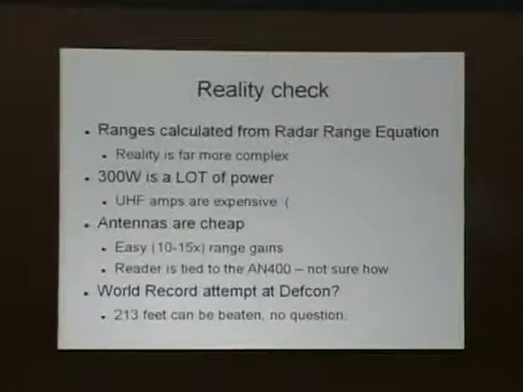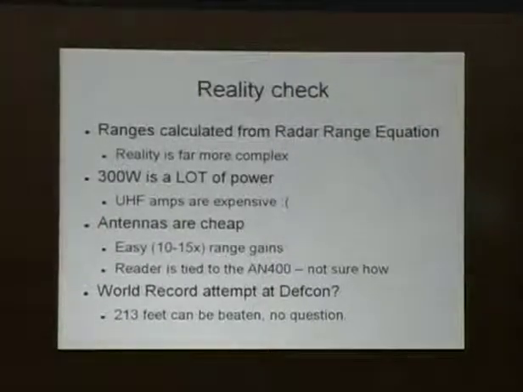So let's take a reality check for a minute. All of these ranges are coming from a thing called the radar range equation. Reality is a lot more complicated than this. You can look up the RRE on Wikipedia if you're curious. Reality is a lot more complicated because you have atmospheric loss, you have different signal paths, you have other signals coming in that are causing interference and masking the signal from your card. It gets complicated, and you're not going to get the theoretical limits on range.